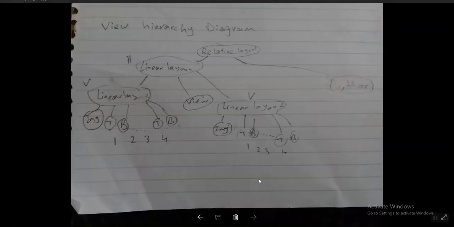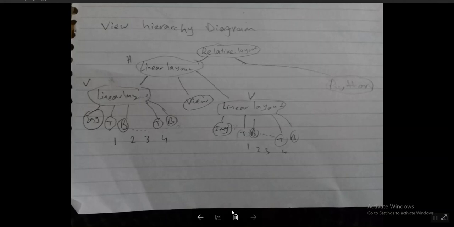The view hierarchy diagram of the app contains a big relative layout. It has two main children, a linear layout with horizontal orientation, and a button. This linear layout contains another linear layout with vertical orientation, a view, and another linear layout with vertical orientation. These two linear layouts contain the same type of contents, which are this image view and a pair of text views and buttons, which are repeated 4 times.